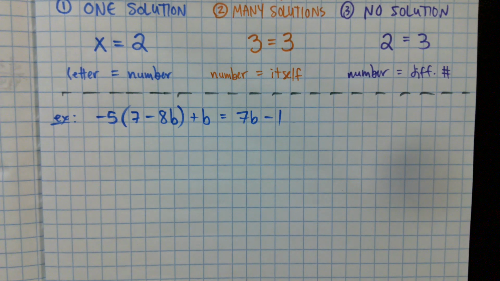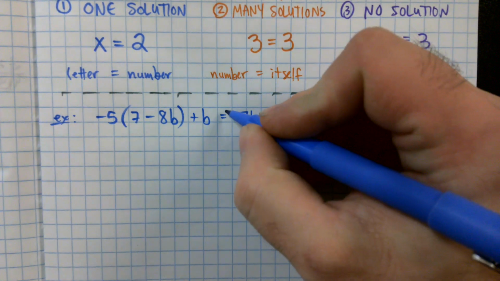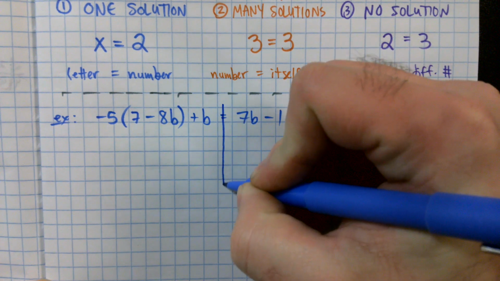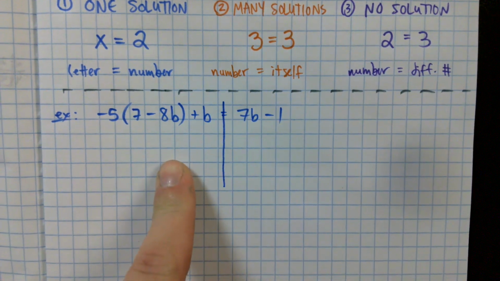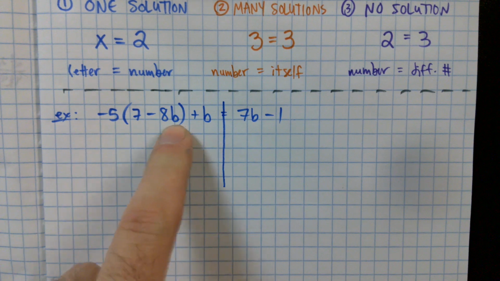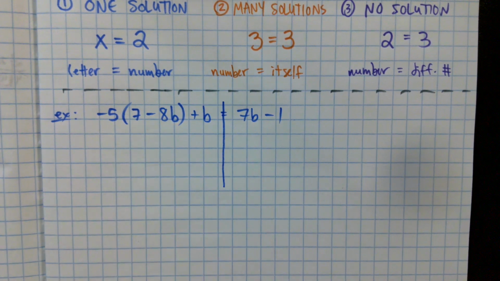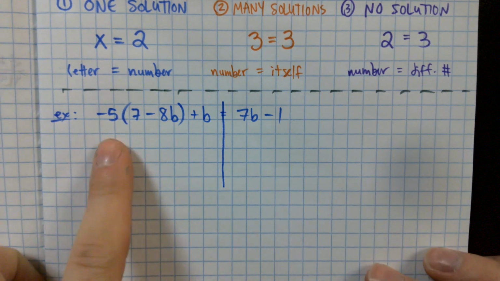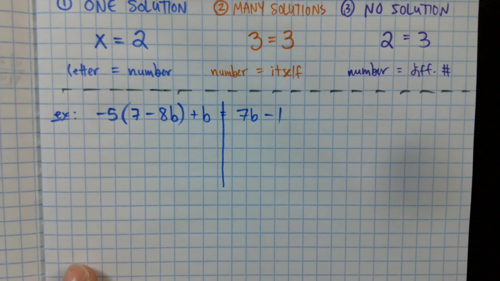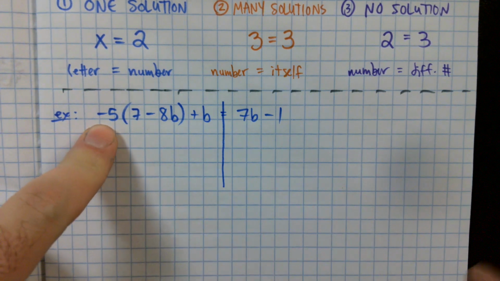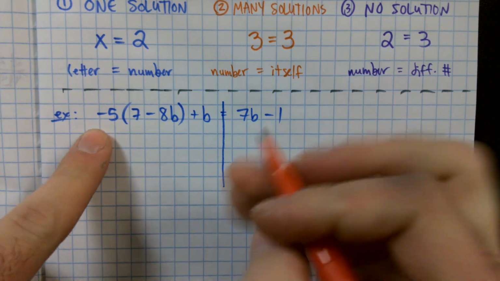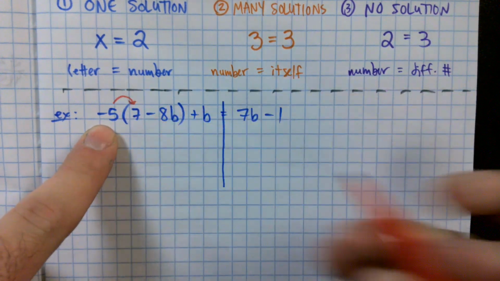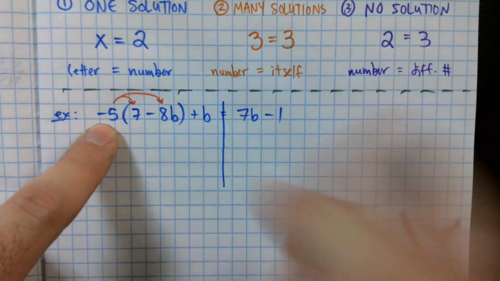So I'm going to split my equal sign first. Always, that's going to be the first thing we do. And what I want to do now is clear out these parentheses. I want to distribute first so that I know what like terms I need to combine and what inverse operations I need to do on both sides. So what number am I going to be distributing here in this example? -5. Who am I going to distribute that -5 to? 7 and -8b.